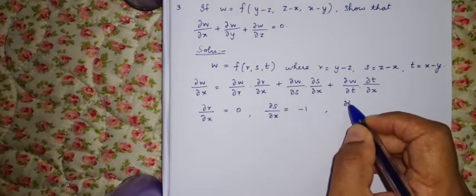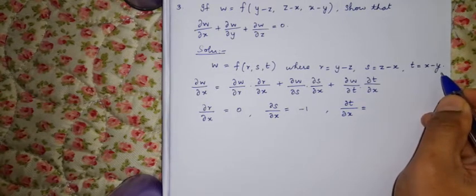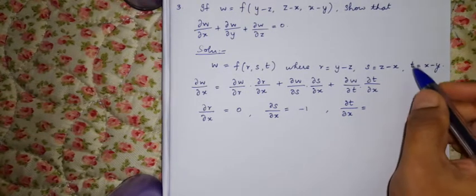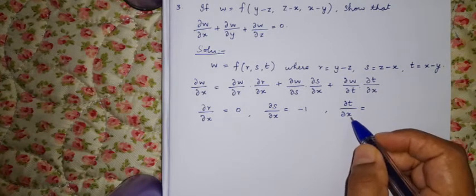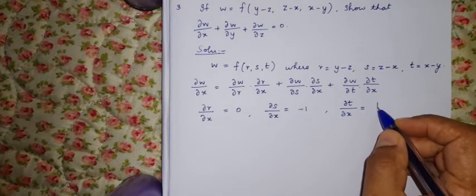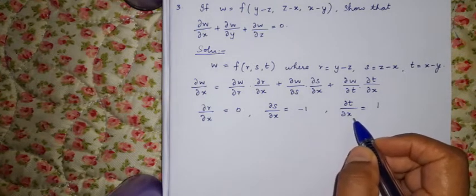Now what is ∂t/∂x? Consider this t. You have to differentiate this with respect to x. So x with respect to x, if you differentiate, you'll get 1, and the y term becomes 0 since you're differentiating with respect to x.